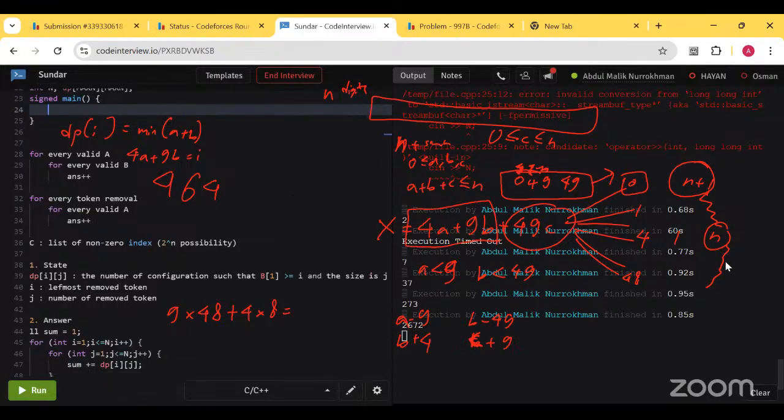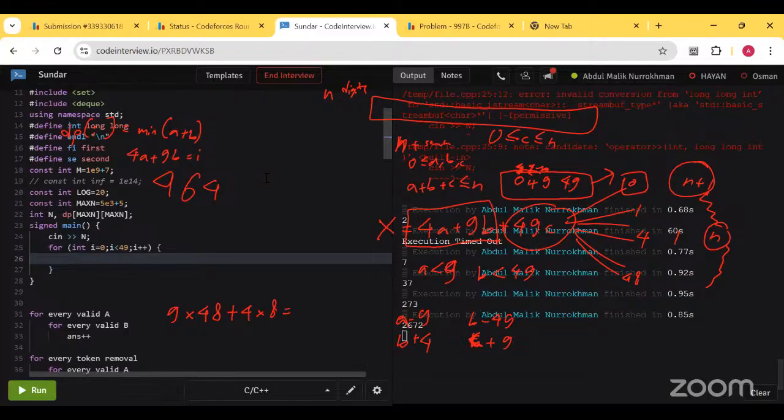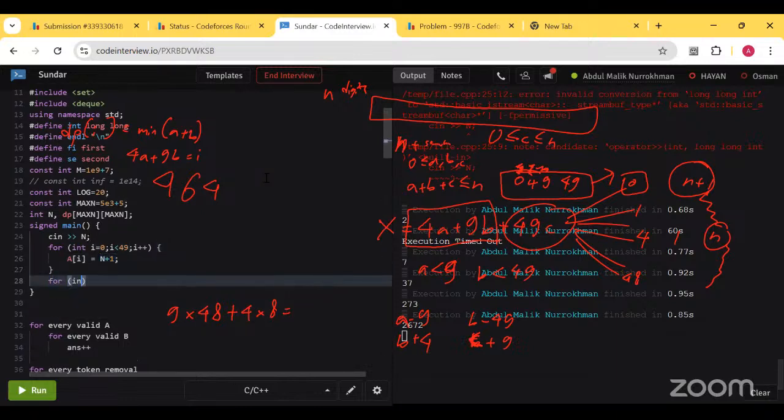So it is just like this. Input n, and then for its cases from 0 until 49, the minimum a plus b is, okay, at first let's make it n plus 1, but we will minimize this.